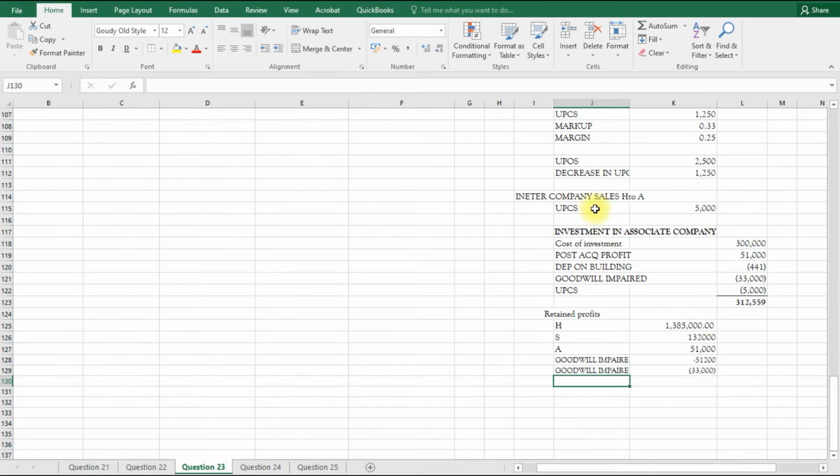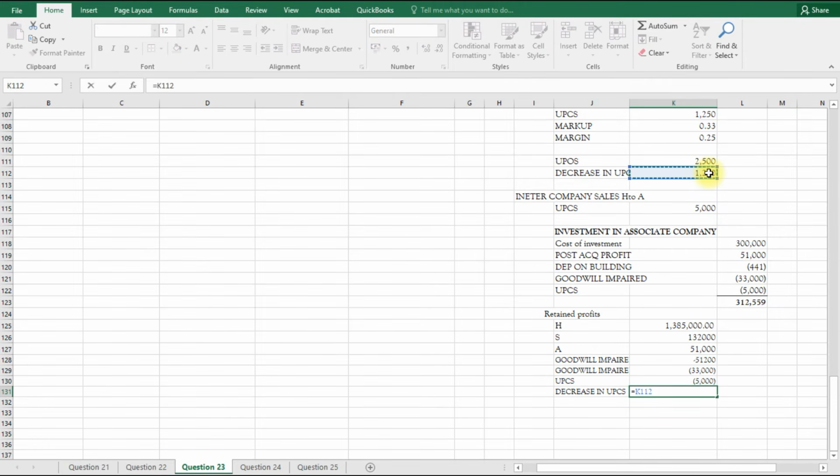The next thing is UPCS. UPCS over A, the whole amount of that UPCS, and the other one still is a UPCS. Yeah, the decrease in UPCS. This one we shall add. Yeah, that one we shall add the decrease in UPCS.